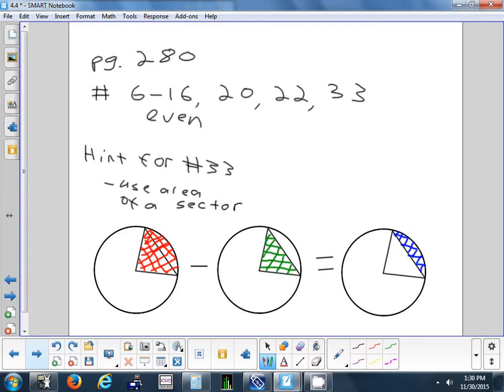Well, the way you have to do it is find the area of this region in red, which is called a sector. We did that second day of class. Find the area of the sector. Find the area of this triangle. This is what we did today. And subtract them. And you'll be left with this area in blue. So that's a hint for number 33.